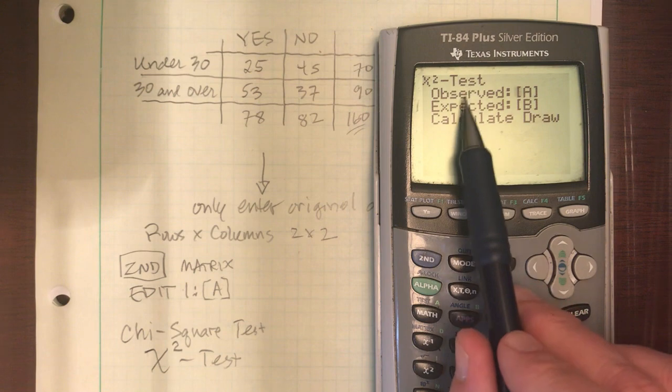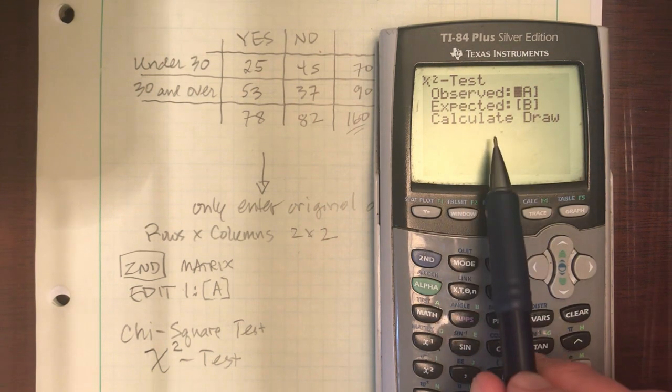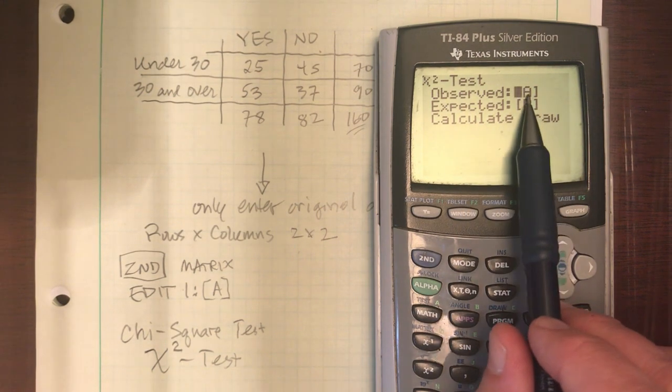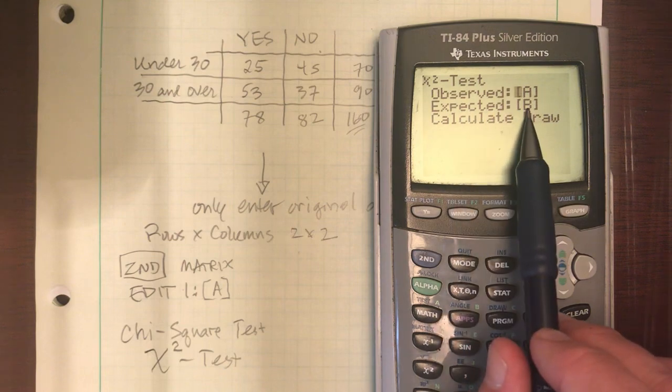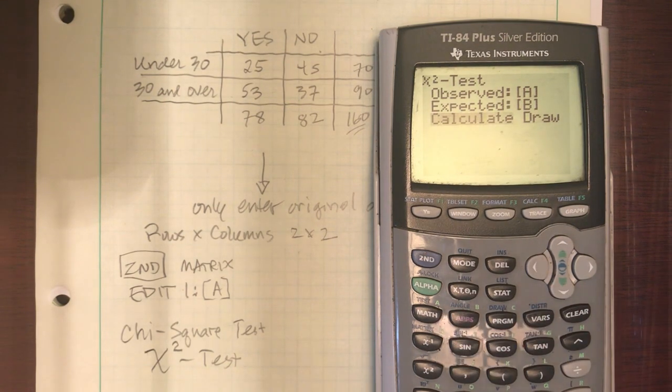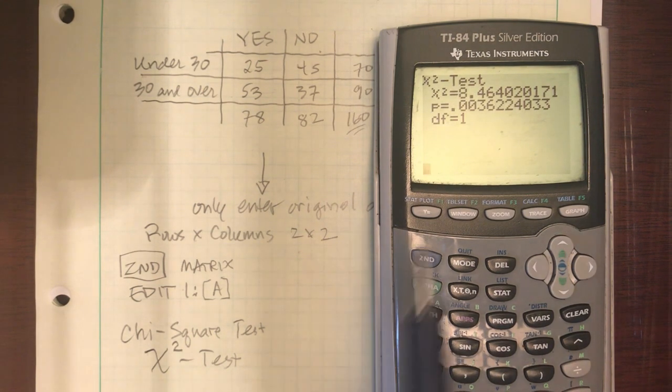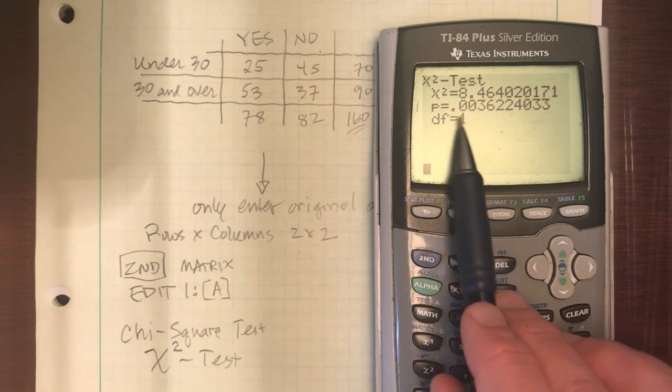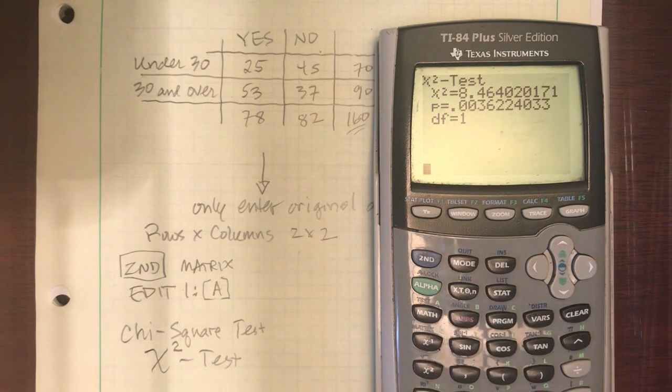The chi-square test is all about matrices. We've already put data into matrix A. Ignore matrix B. We'll talk about this later. I just want you to go down to Calculate and hit enter. And you're going to see a screen that doesn't make a whole lot of sense, other than the fact that you might understand what a p-value is.